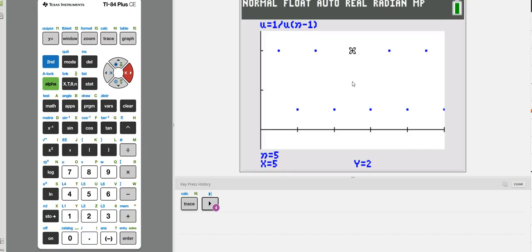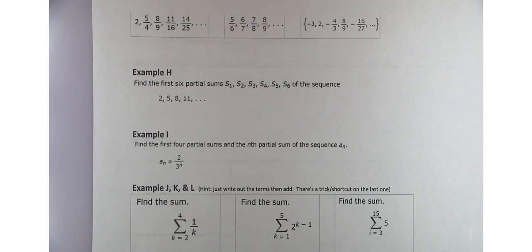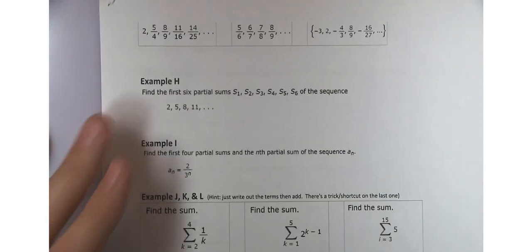Nice, nice. All right, some more cheap calculator tricks for you. Let's keep going.